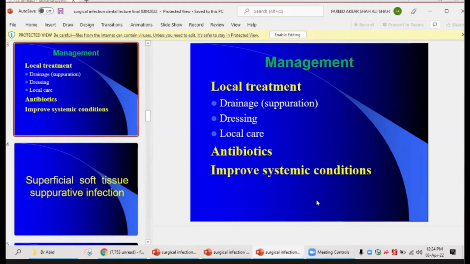So what is the management of infection? If it is an abscess, it needs drainage. It may need only dressing or local care. It may also need antibiotics. We'll come to the role of antibiotics in a little while, which is supposed to be the most important part of this lecture. You will hear me concentrating more on the role of antibiotics in surgery rather than the less important topics.